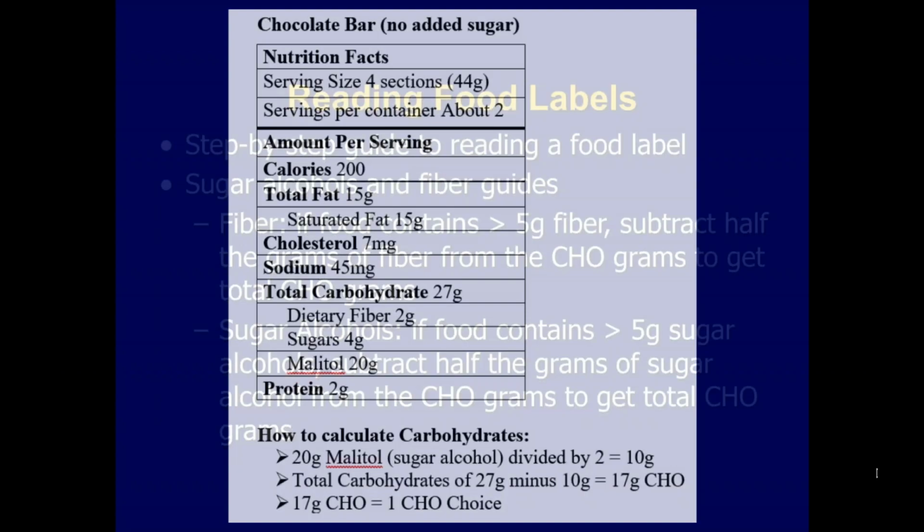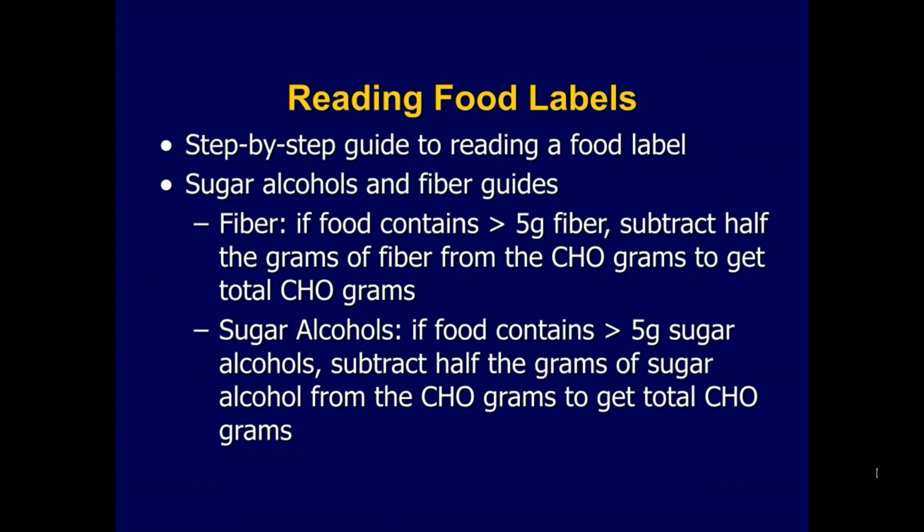Now, reading the food labels, step-by-step guidelines. We talked about sugar alcohol and fiber guides. So fiber is the same thing as sugar alcohol. If the food contains more than 5 grams of fiber, that's only when it's a high-fiber food. If it's 1 or 2 grams of fiber, I would really not worry about calculating that from the carbs. So if you have 5 grams of fiber per serving, subtract half of that fiber from the actual carbs to get the net carbs. And the sugar alcohol is the same thing. If the food contains more than 5 grams of sugar alcohol, you subtract half the grams of sugar alcohol from the carbohydrate grams to get the net carbs, right?